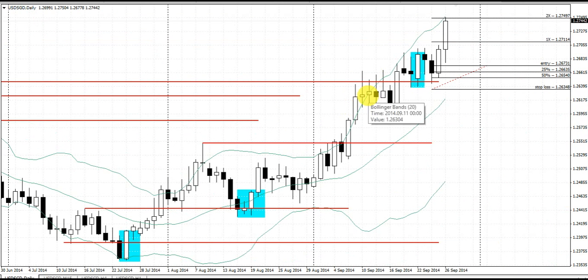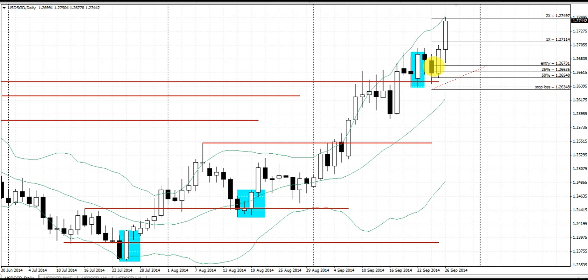Okay, we stall out right here. We start experiencing these wicks, which is showing rejection. Here's an engulfing. However, we've just basically established a level. We haven't bounced and returned to it. That's why I don't trade this. Okay, so here's the break, large bodied candle. We pull back, there's the engulfing.